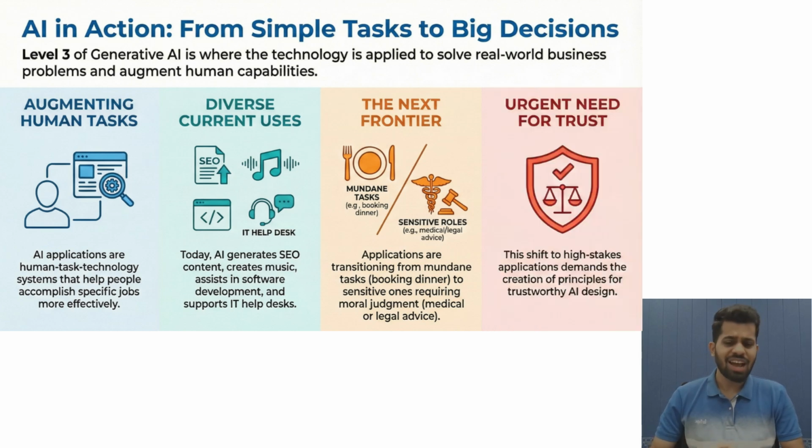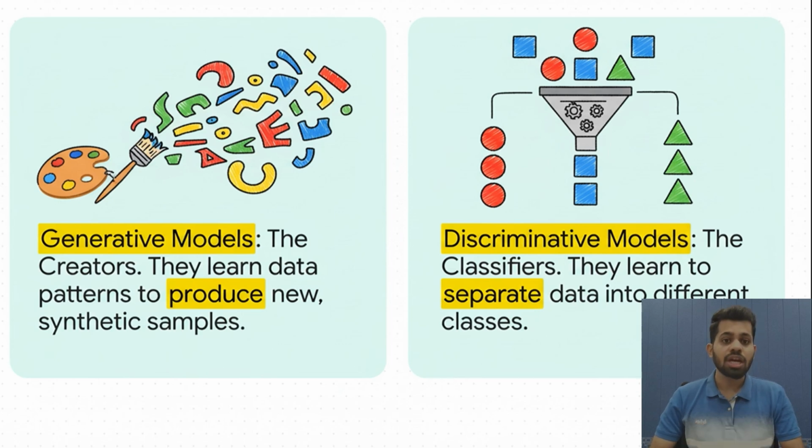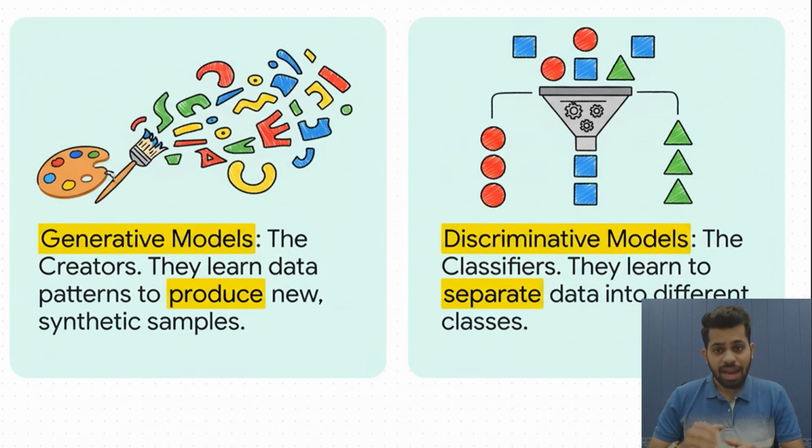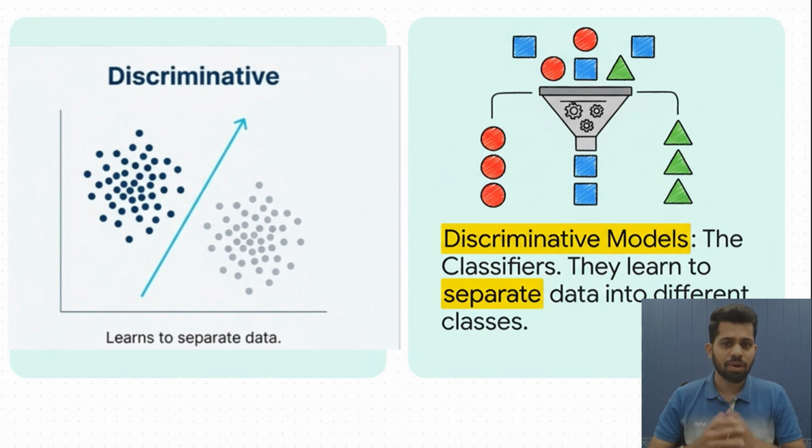Now, to understand how generative AI actually creates content, we need to look at the underlying mathematics, particularly generative modeling, which aims to infer the actual data distribution, such as the joint probability distribution of inputs and outputs, allowing it to produce new synthetic samples. And there is a different approach called discriminative modeling that aims to separate data points into different classes by learning decision boundaries, like in classification tasks.